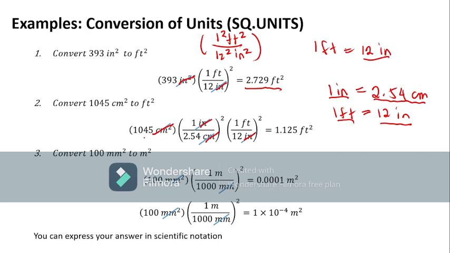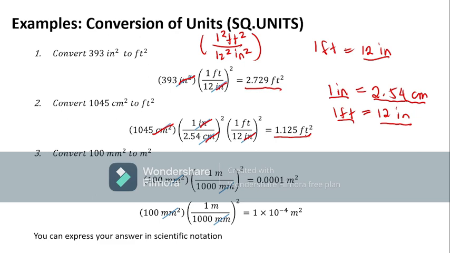So, 1,045 tapos, parentheses, 1 over 2.54 raised to 2. You can actually use the exponent in your calculator. So, meron kang parentheses, tapos nasa loob yung mga numbers, i-raise to 2 nyo siya. Pwede yun. Then, parentheses ulit, 1 over 12 raised to 2, which is equivalent now, the final answer is 1.125 square foot. This is your final answer.